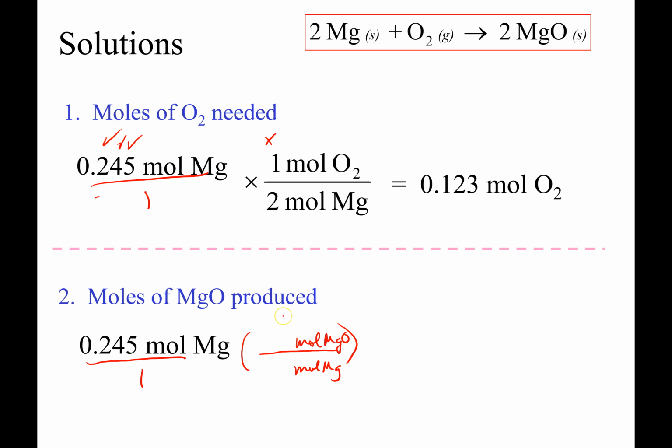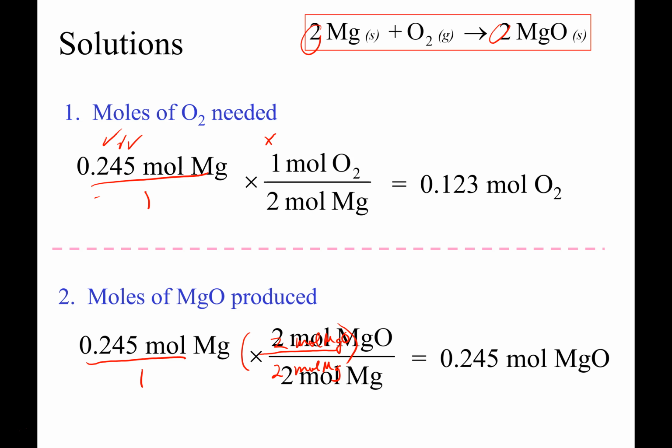And then I would go up to the balanced equation and pull down the coefficients. So if you can read through my red, that's 2 moles of MgO over 2 moles of Mg. And we're left with units of MgO, so dang, it's the same, right? Yep, it's the same number anyway, but the units now have changed. So 0.245 moles of MgO.